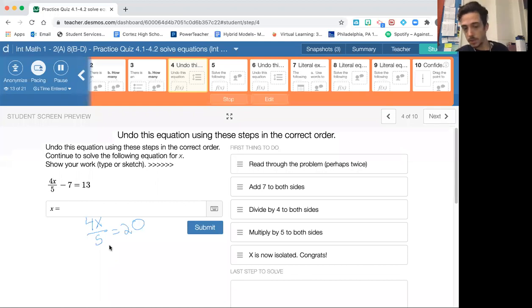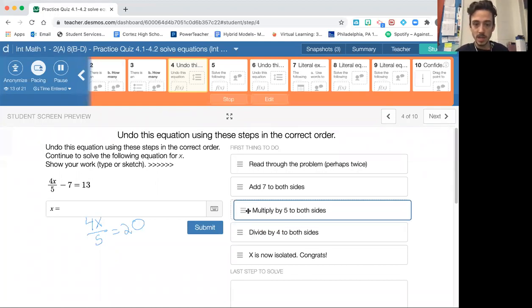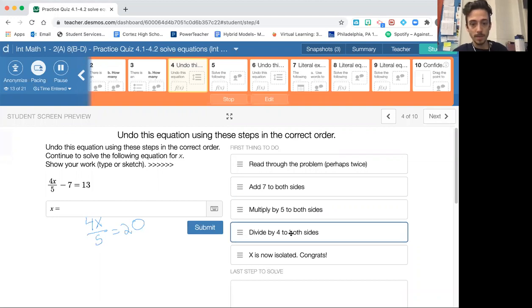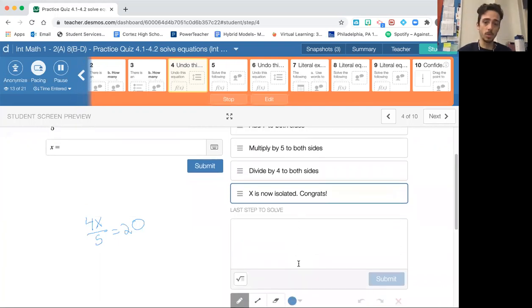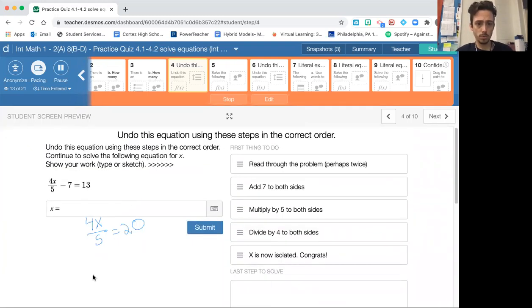And then I see division here, but I want to use multiplication and get rid of it. So let's see that second, and then divide by 4. Lo and behold, X is now isolated. And so if we were going to go through solving this, follow the steps that are here.